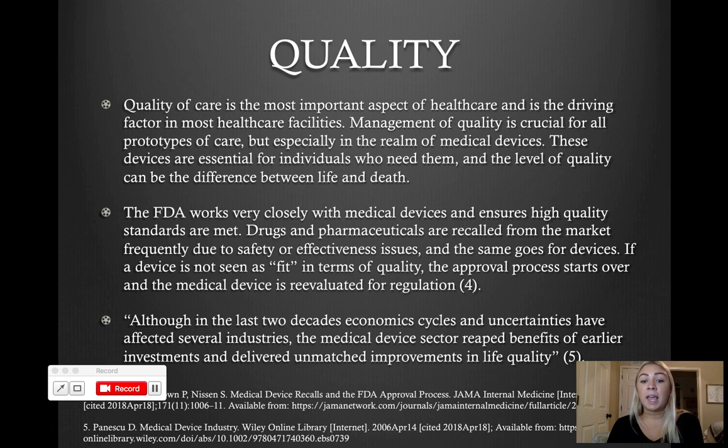Although in the last 2 decades, economic cycles and uncertainties have affected several industries, the medical device sector reaped benefits in earlier investments and delivered unmatched improvements in life quality. So that's good for the medical device industry. They're doing what they're supposed to do. They're improving quality of life rather than not meeting those expectations.